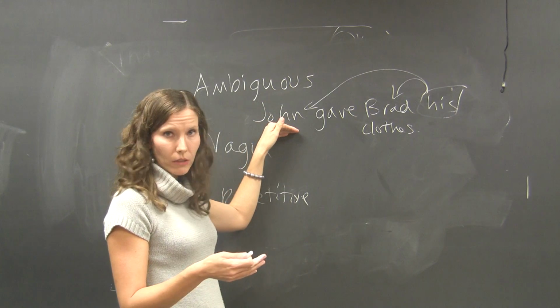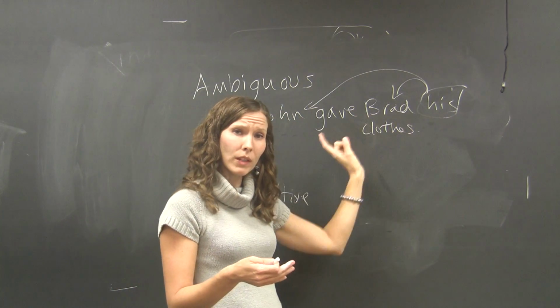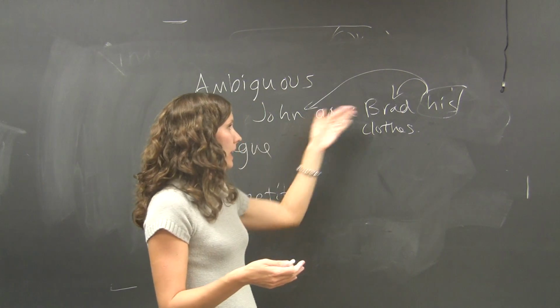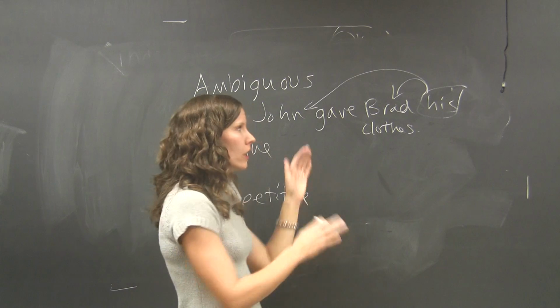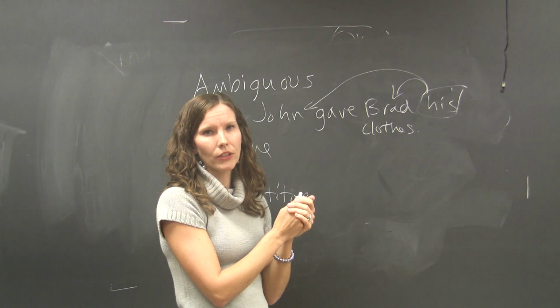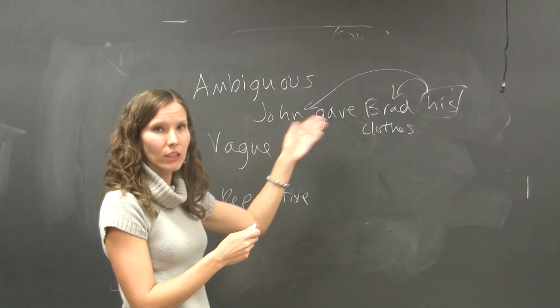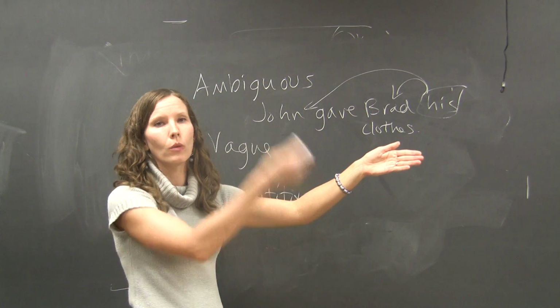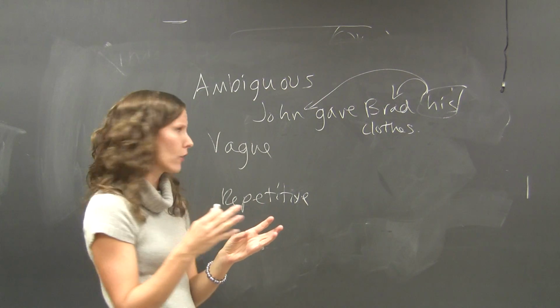When you have an ambiguous pronoun, what you need to do is replace the pronoun with the noun, John gave Brad John's clothes, which is not great writing either, or rearrange the sentence to where you get rid of the error. So for example, John gave his clothes to Brad. Then I know that the his is referring to John. And in class we'll practice ways to fix these errors.